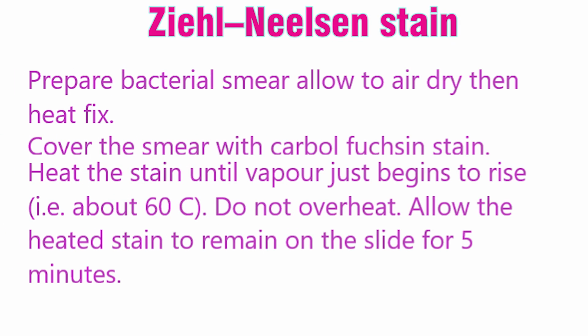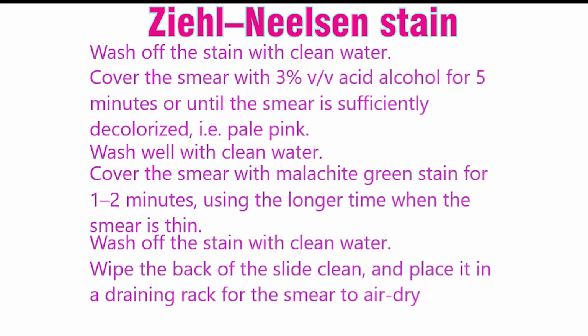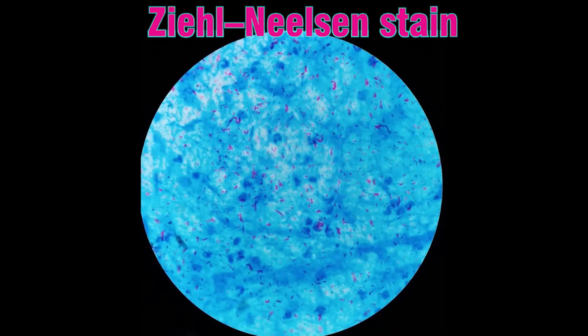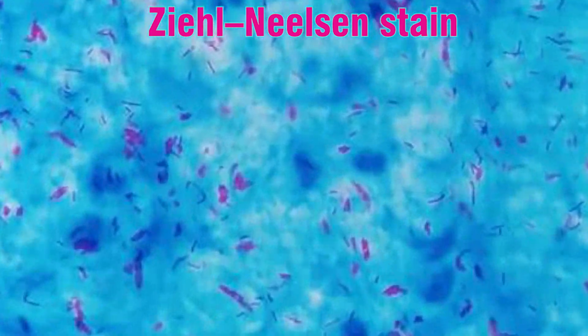The most common direct acid-fast stains are auramine, rhodamine, Ziehl-Neelsen, and Kinyoun stains. How to make a smear?